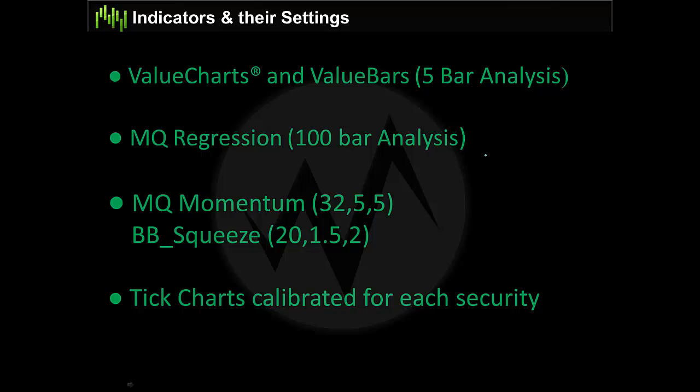Here are the settings for anybody that currently uses value charts and value bars. I use a 5-bar analysis period for value charts and value bars. MQ regression, I'm not going to really talk about that, but I'll use the 100-bar setting. And then MQ momentum is the standard, and the squeeze, I believe, is the 2 standard settings.